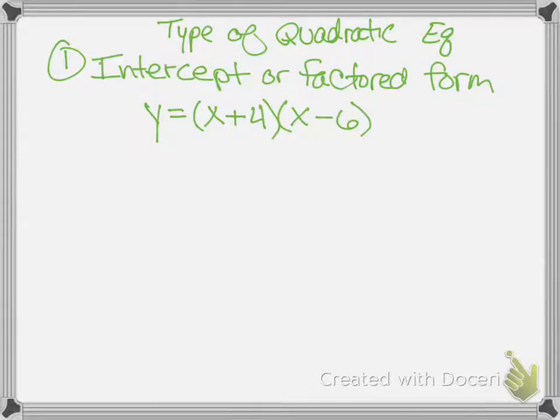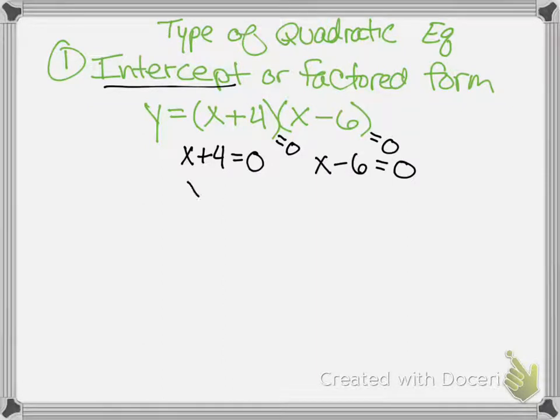When you are given an equation in this format, it is called intercept form because the intercepts are built right into the equation. So if I were trying to find something first, the first thing that jumps out to me is I have my two factors, which means I can easily find my two x-intercepts. So that's what I'm going to do first. I'm just solving my little mini equations to find the x-intercepts. So I get a negative 4 and a positive 6. So these are my x-intercepts.